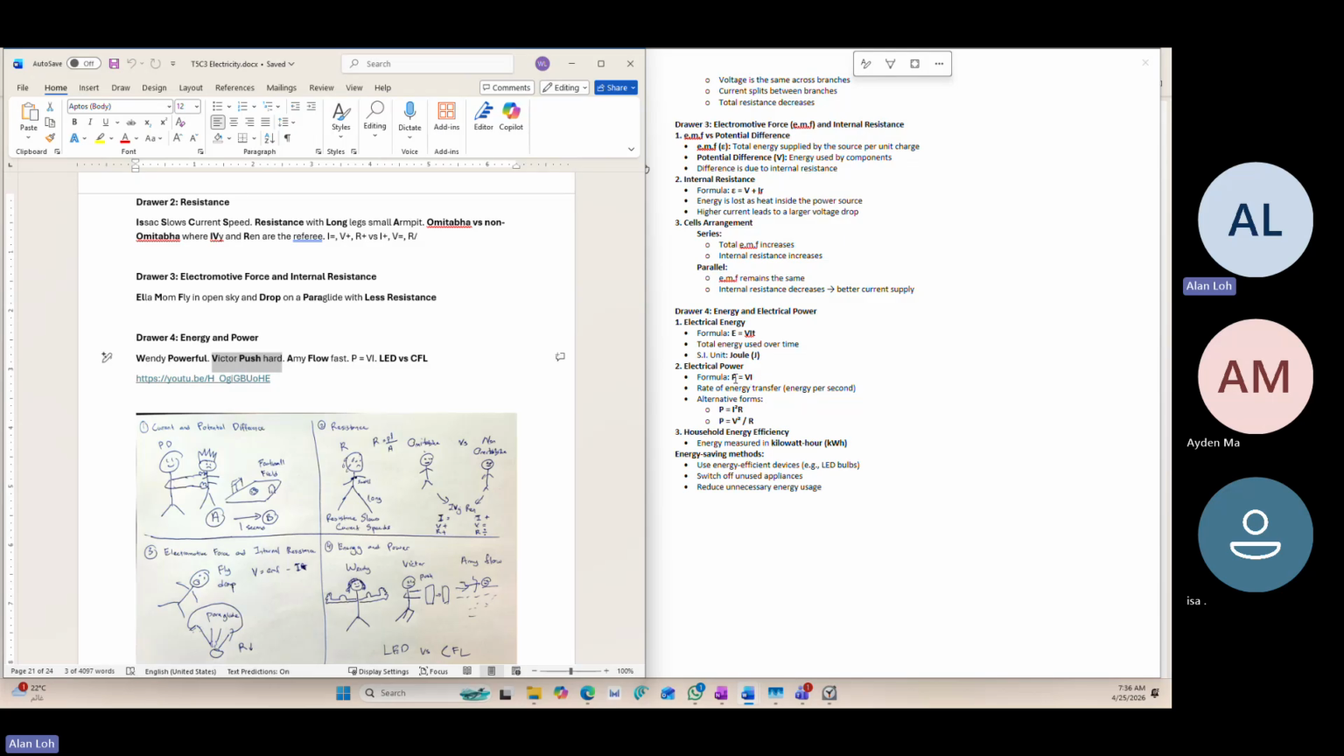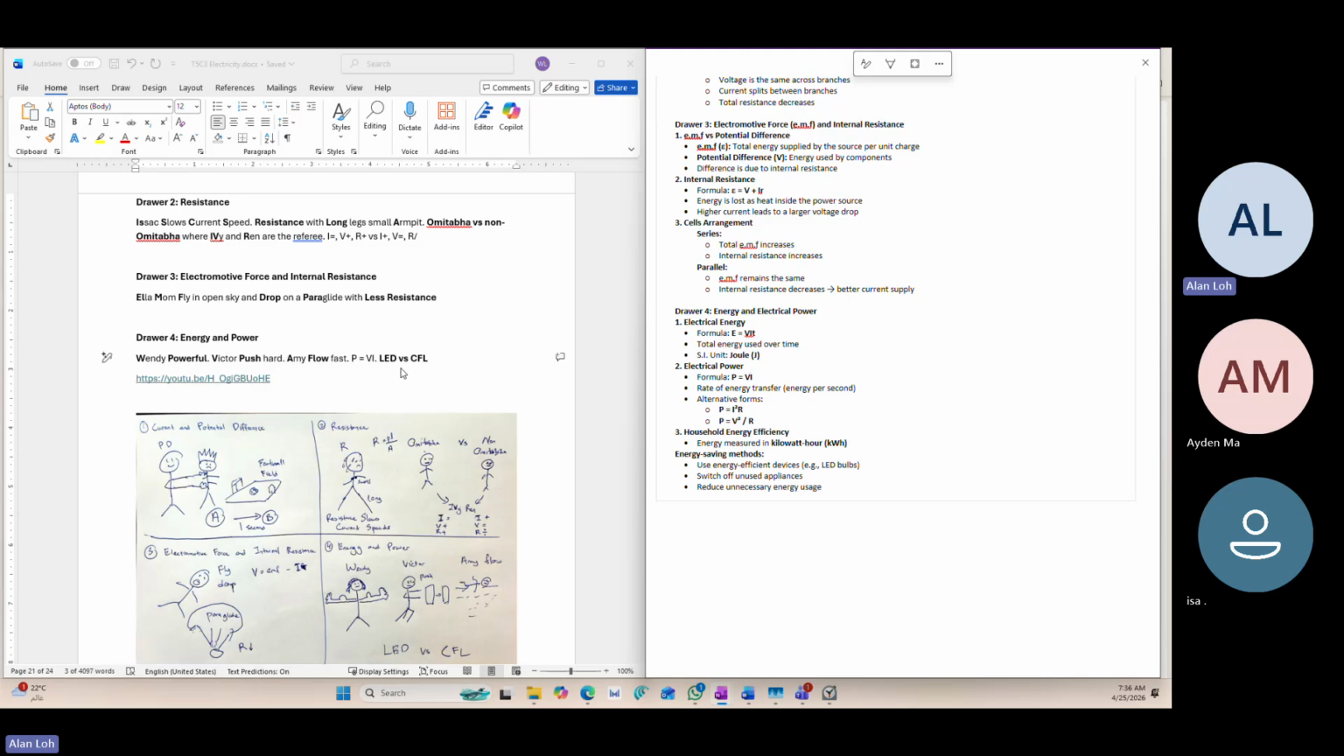P-V-I, right? P is power, V is voltage, and I is current. Current is flowing. The faster you flow, the better it is. So Amy flows fast. So you have three characters over here: Wendy, Victor, and Amy. The three are doing three different things, to reflect this formula, P equals VI.